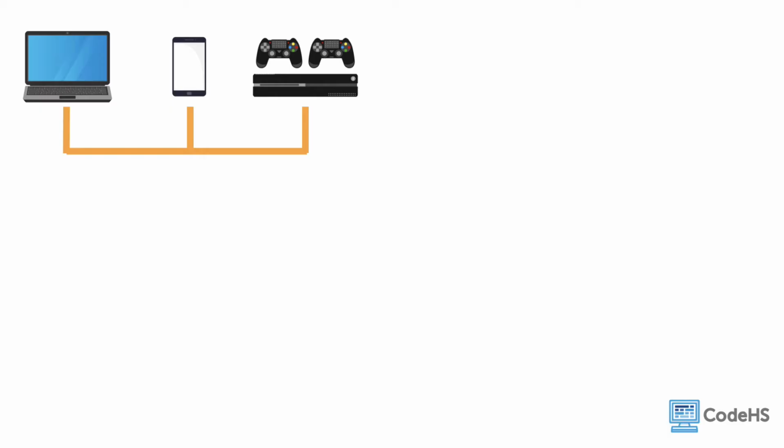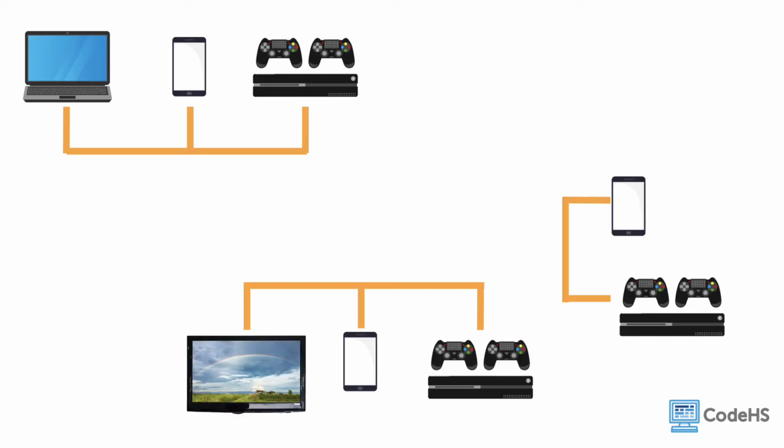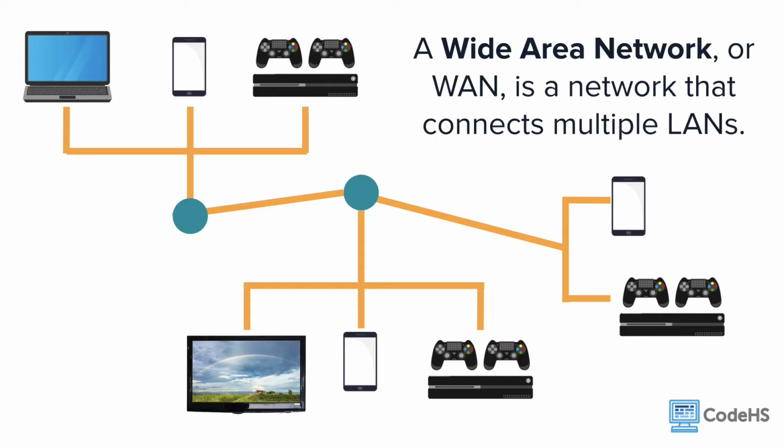Let's say that you like to play games online with your friends. At your house, you have a local area network that might connect a laptop, a phone, and your gaming console. Your friends also have LANs, each with multiple connected devices. In order to play collaboratively online, you need to connect your networks. This creates a WAN, or a wide area network. A wide area network connects multiple LANs and covers a larger geographic area.